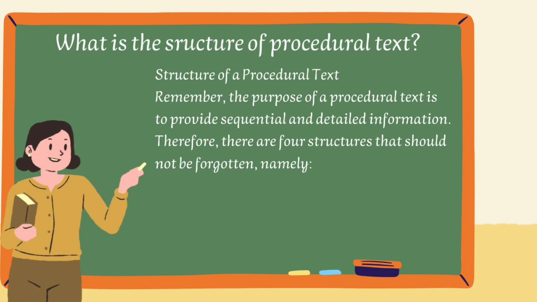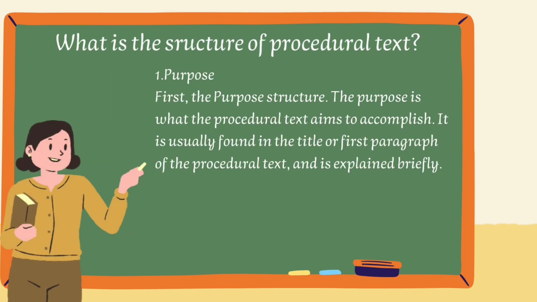Structure of procedural text. Remember, the purpose of a procedural text is to provide sequential and detailed information. Therefore, there are four structures that should not be forgotten, namely, number 1, purpose. First, the purpose structure. The purpose is what the procedural text aims to accomplish. It is usually found in the title or first paragraph of the procedural text and is explained briefly.